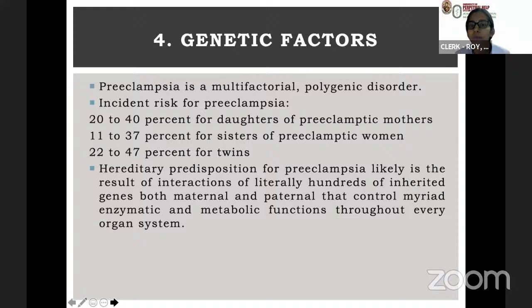Hereditary predisposition for preeclampsia likely is the result of interactions of literally hundreds of inherited genes, both maternal and paternal, that control myriad enzymatic and metabolic functions throughout every organ system.